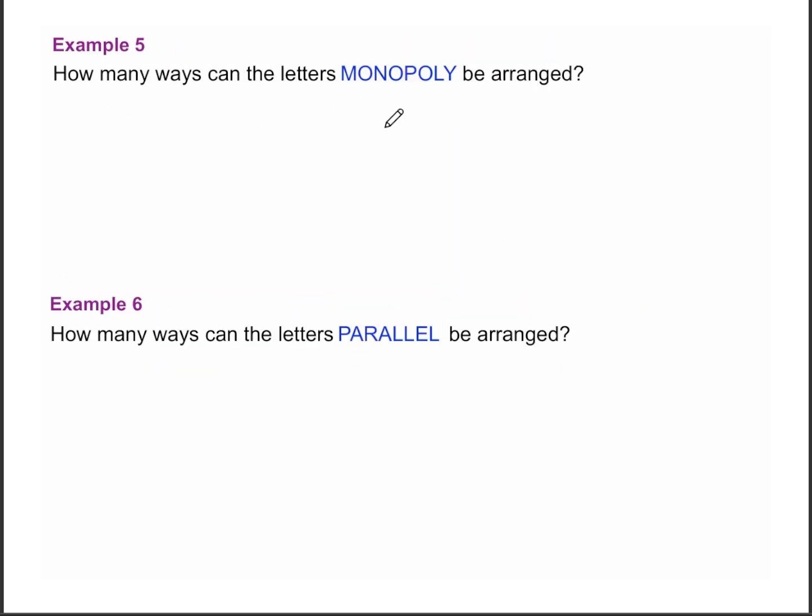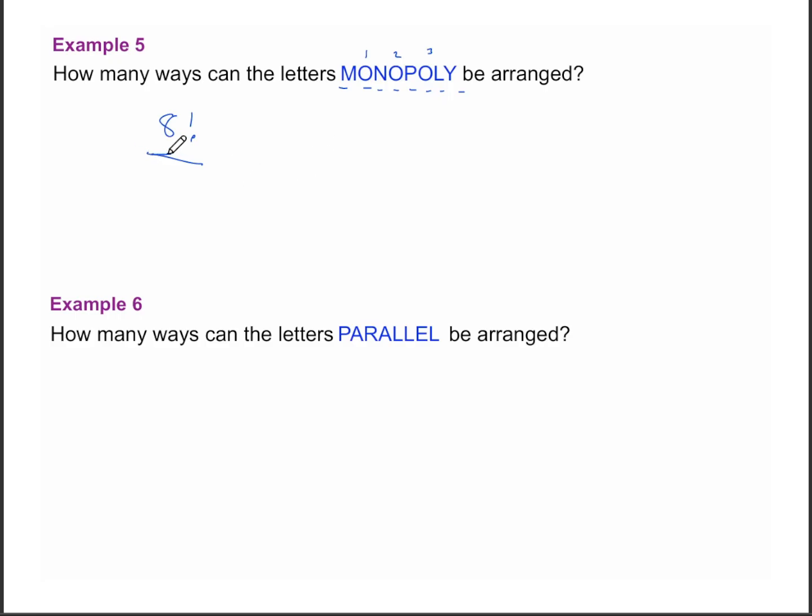Next, what about monopoly? Usually what we would do, if all of them are distinct, is count the letters 1, 2, 3, 4, 5, 6, 7, 8, and we would just do 8 factorial. But we have repeating letters. What are the repeating letters? We have O 3 times, and that's it.